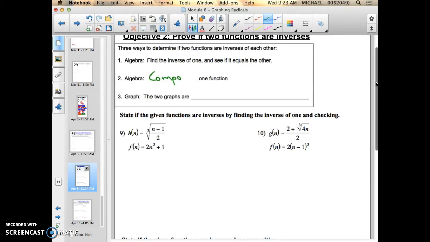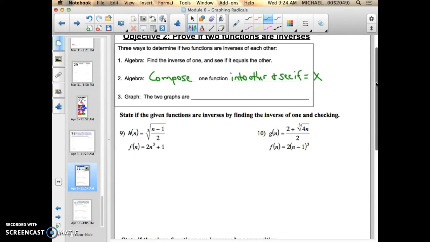compose one function into the other and see if it equals x. If it equals x after you do that math, because again, they're symmetrical about the line y equals x, then they are indeed inverses of each other. And then finally, the third one is to graph them.